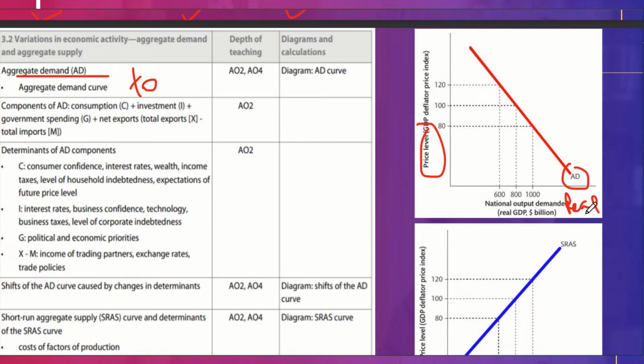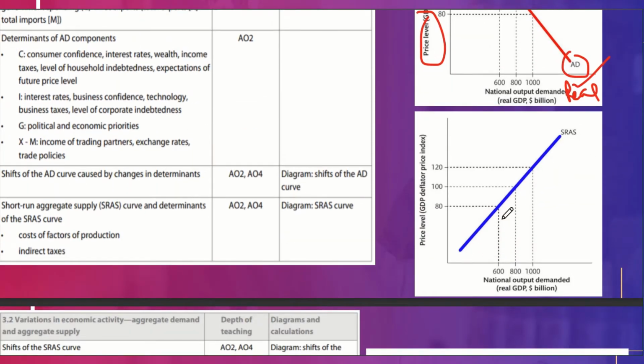You can say that. See, if you are marking quantity, then definitely it is wrong. Then you will not be getting the marks, right? So here it is price level and real GDP. Okay, and aggregate supply is also, this is said to be the short-run aggregate supply.